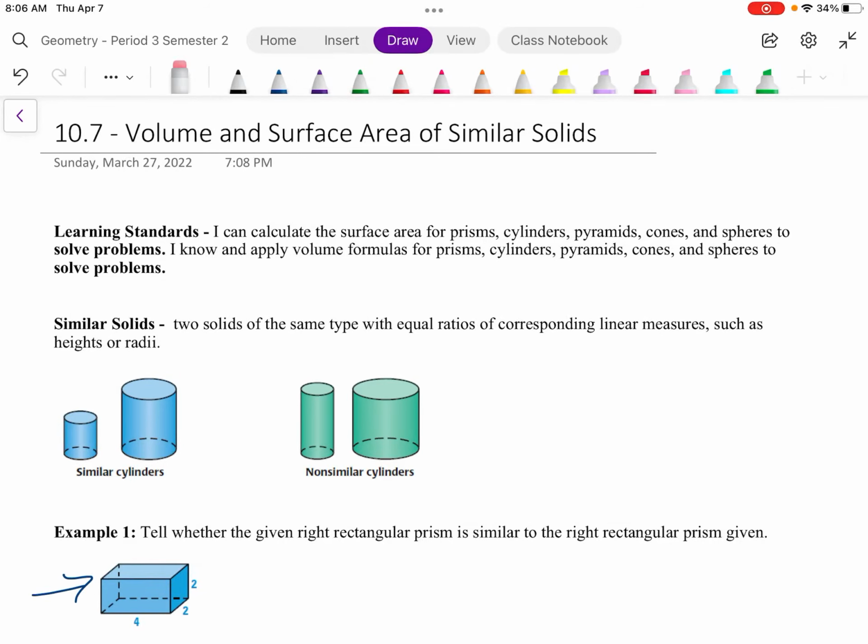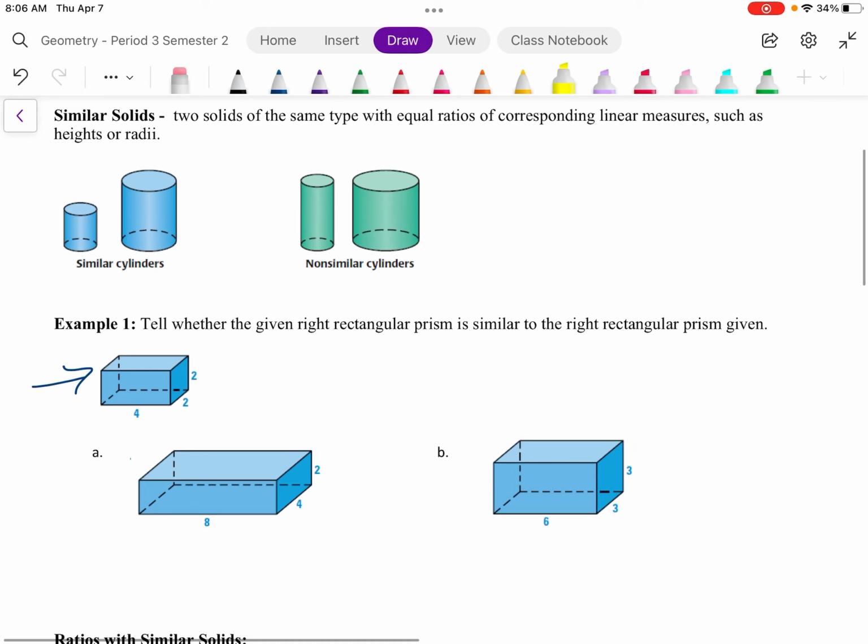Hello, today we're on 10.7 and we're going to do volume and surface area of similar solids. The reason we're going to do this is for the problem solving part of our learning standard. Similar solids are two solids of the same type with equal ratios of corresponding linear measures, such as the length, the height, or the width of the shapes.